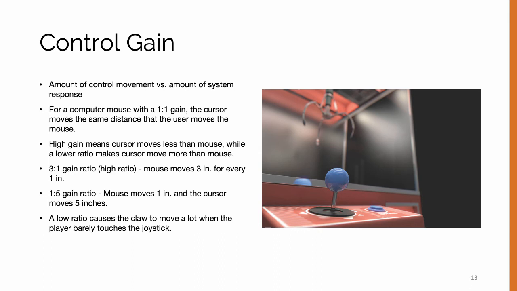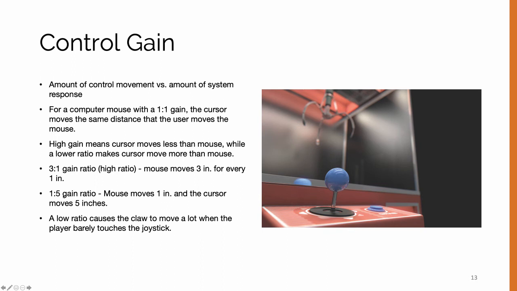And a high gain means the cursor moves less than the mouse, while a low gain means the cursor moves more than the mouse. So for example, in a 3-to-1 gain ratio, which would be considered high, if you move the mouse 3 inches, the cursor would move only 1 inch. Similarly, for a 1-to-5 gain, the mouse moves 1 inch and the cursor moves 5 inches. So think about the first part here, the 3 or the 1, as the part that the control moves, and this other part, the 1 or the 5, as the amount that the cursor moves.